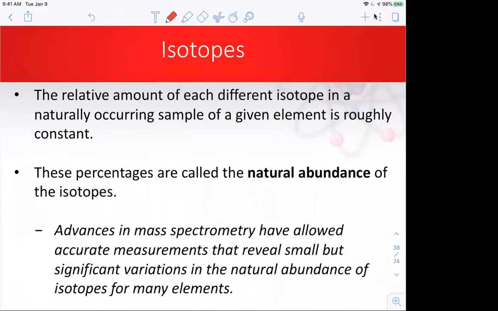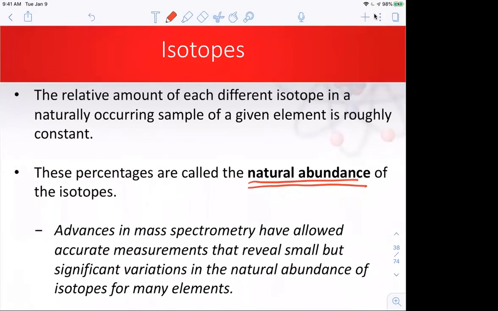Now, the relative amount of each different isotope in a naturally occurring sample of a given element is roughly constant. So generally, all samples of carbon, regardless of where they're found in the world, are going to have roughly the same distribution of the types of isotopes of carbon. These percentages are called the natural abundance of these isotopes.